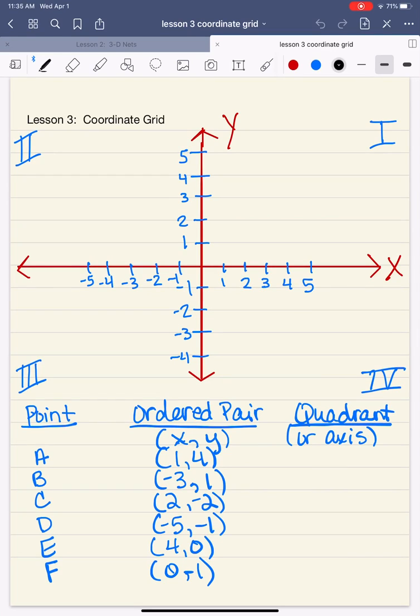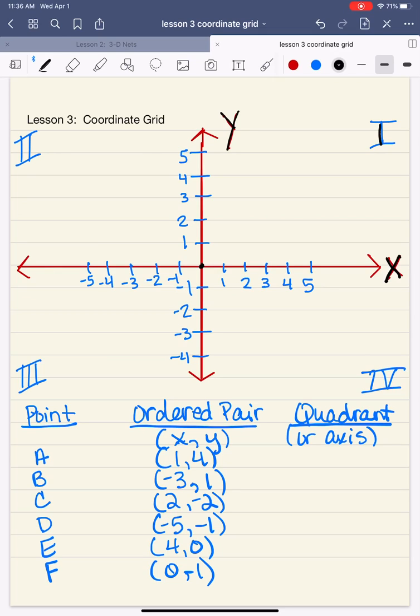Okay, for lesson 3, we're going to review the coordinate grid. To start out with remembering, we've got two intersecting lines. X is our horizontal line. Notice 0 would be in the center, and negatives moving left, positives moving right. And then the vertical line is Y. Again, 0 in the middle, positives moving up, negatives moving down.